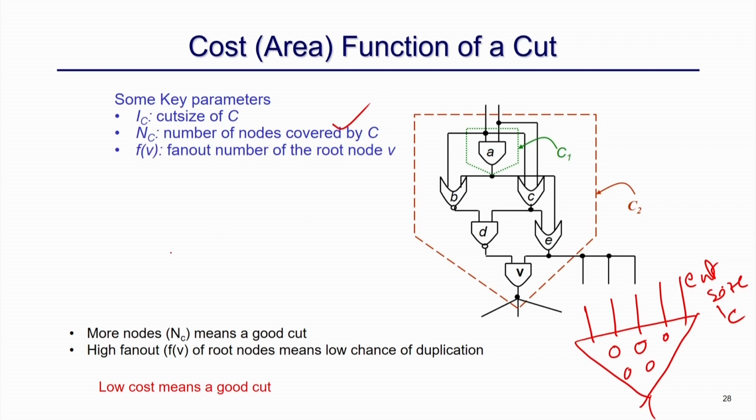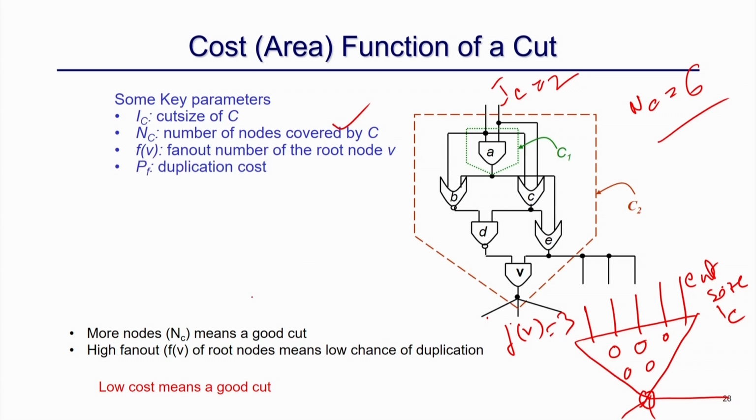And then FV is the fan out number of the root node. For the output node, what is the fan out? There may be multiple fan outs here; this is FV, and this is IC. For this cut I have 2 inputs, so IC equals 2 here. What is NC for this cut? 1, 2, 3, 4, 5, 6. So NC is 6 for this cut, and FV is 3, so FV equals 3 for this cut. Then PF is the duplication cost, I will talk about that.